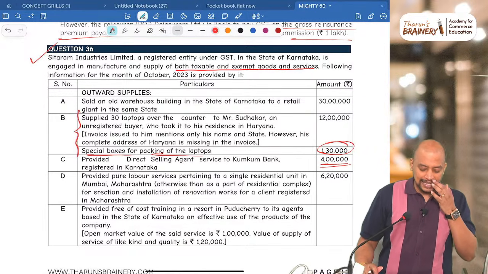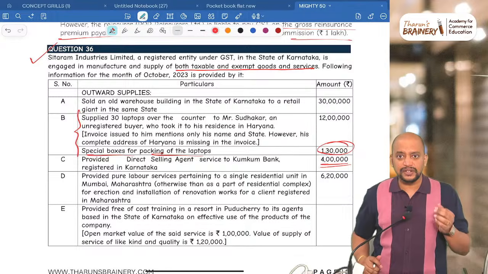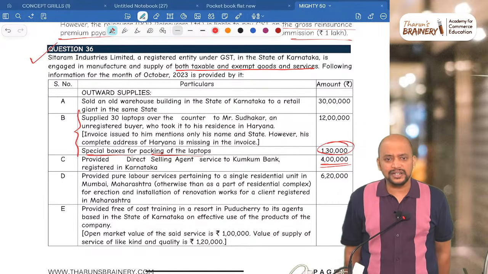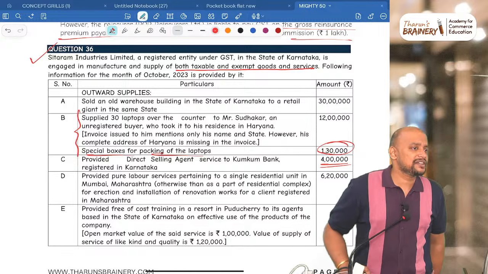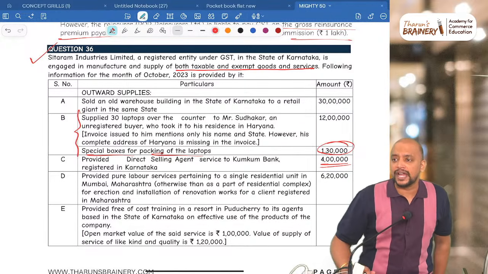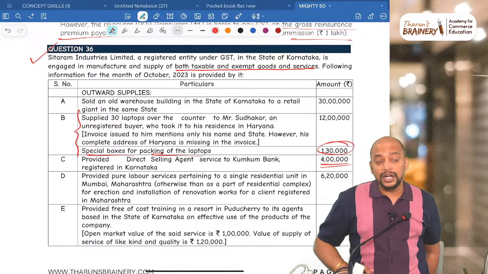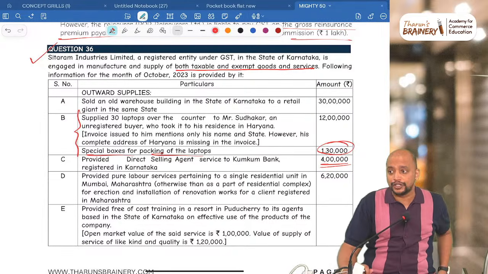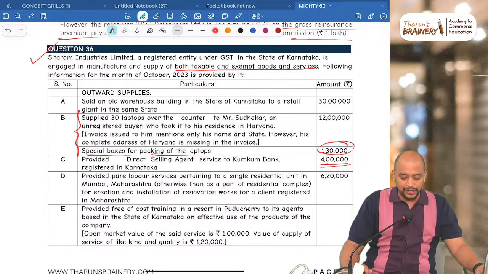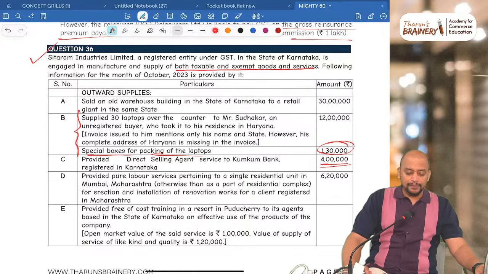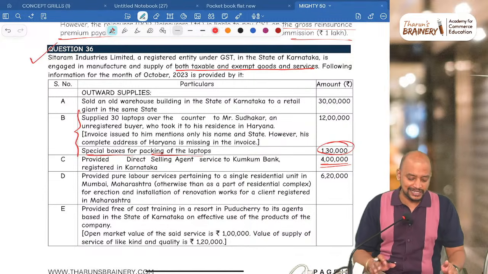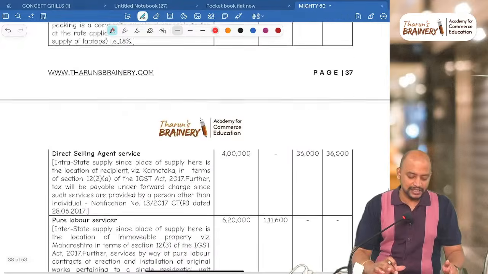And direct selling agent service, so where it will be coming, we don't have any specific provision. So general provisions, correct? Direct selling agent services for section 12 we don't have. Only for section 13 intermediary service, location of supplier, like that we have, not for 12. So general provisions, location of recipient, that is bank in Karnataka. Where is this guy in? Karnataka. So therefore it is intrastate supply.